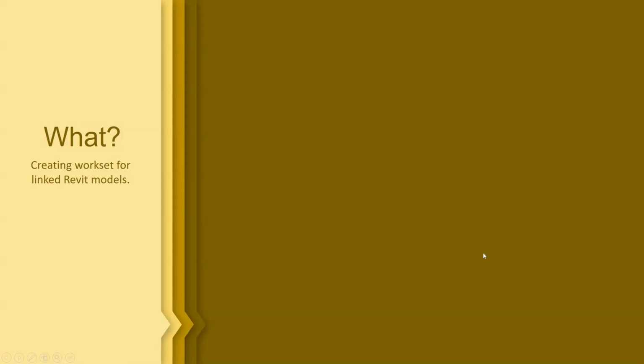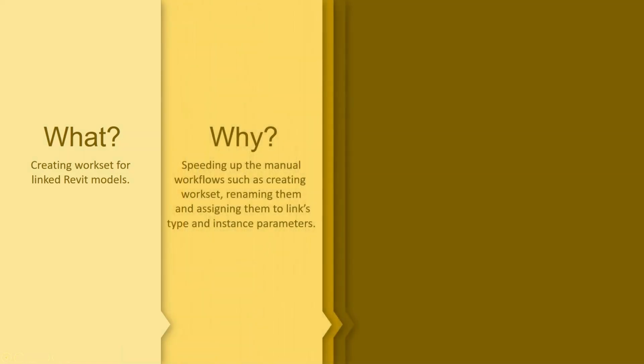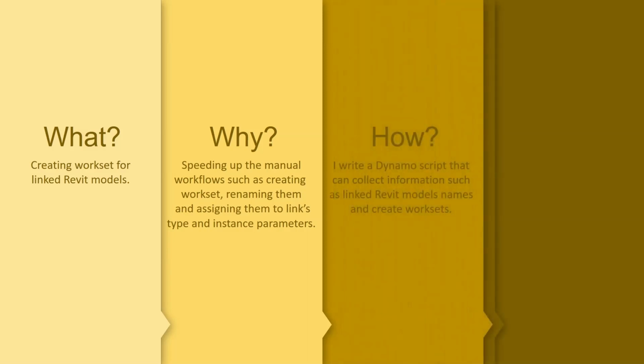Hello everyone. Today I'm gonna be showing you how to create worksets for linked Revit models. The reason that I'm filming this video is to speed up manual workflows, avoiding tedious jobs such as creating worksets, renaming them, and assigning them to links, type, and instance parameters. I'm going to write a Dynamo script that can collect information from the linked Revit models such as names and create worksets.